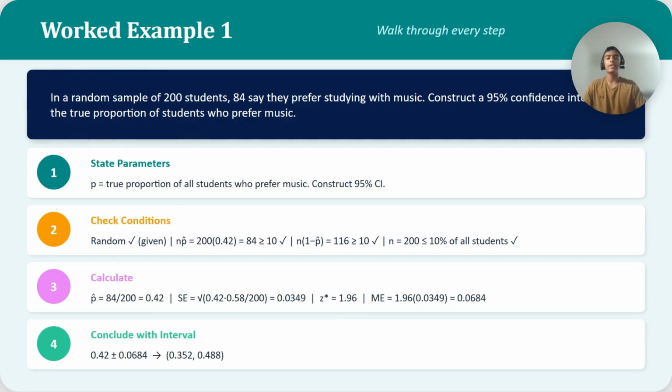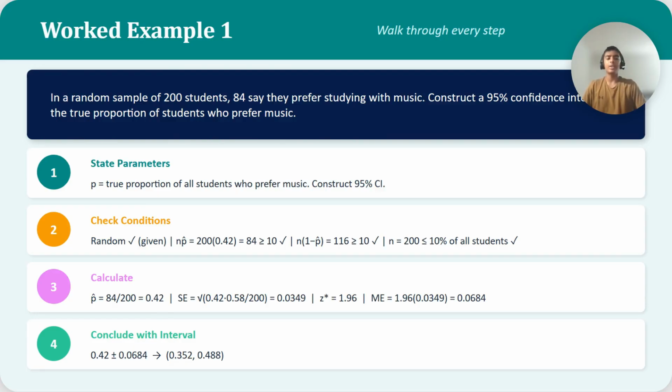Step 3. Calculate. P hat is 84 over 200, which equals 0.42. The standard error is the square root of 0.42 times 0.58 divided by 200, which comes out to be 0.0349. Z star for 95% is 1.96. So the margin of error is 1.96 times 0.0349, which is equal to 0.0684. Step 4. The interval. 0.42 plus or minus 0.0684 gives us 0.352 to 0.48.